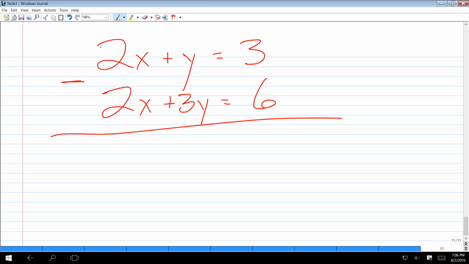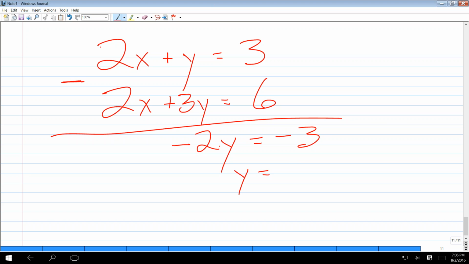What goes below the line here? Nothing. What's y minus 3y? That would be negative 2y. And what's 3 minus 6? Negative 3. So you end up with negative 2y equals negative 3, and y being what? 3/2.